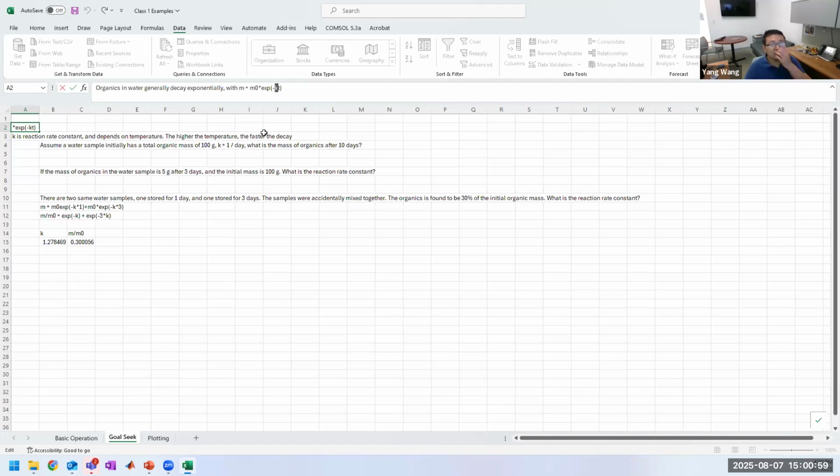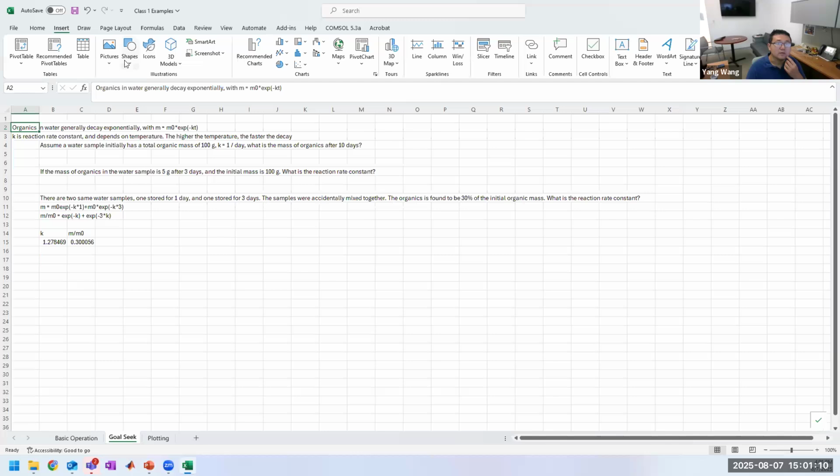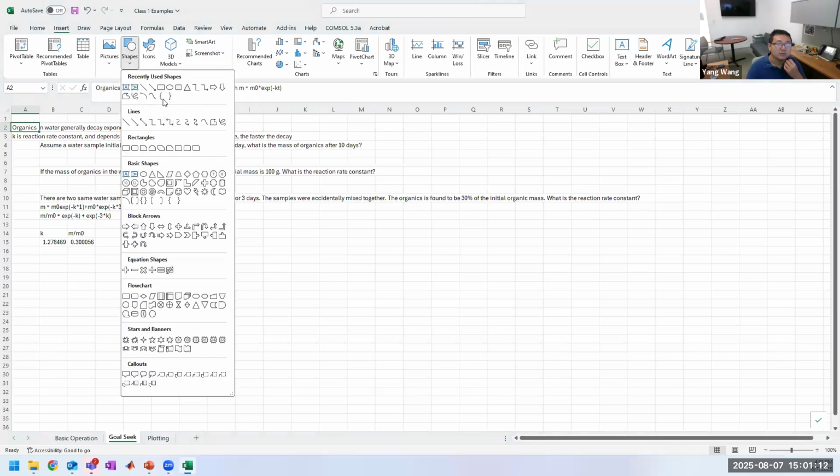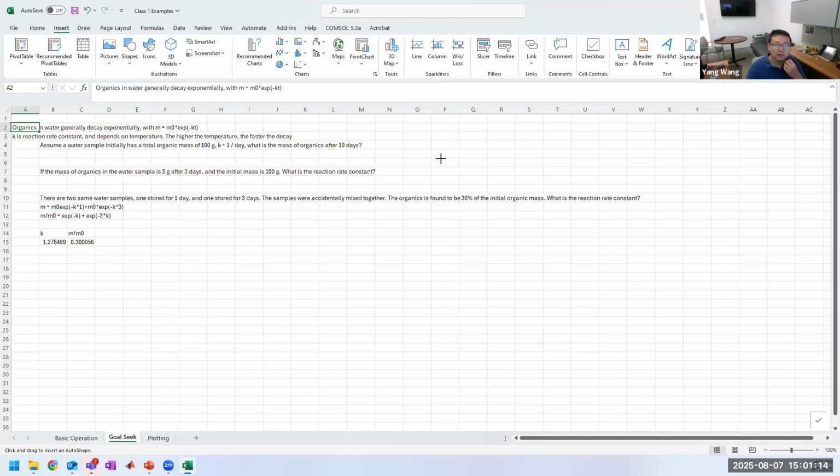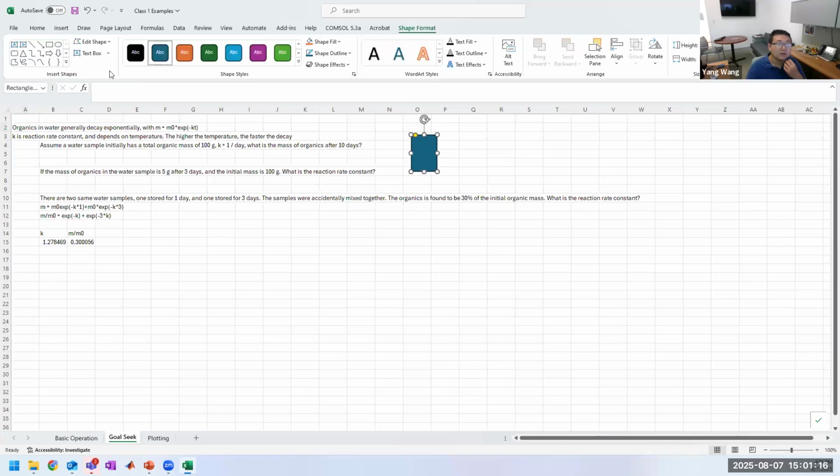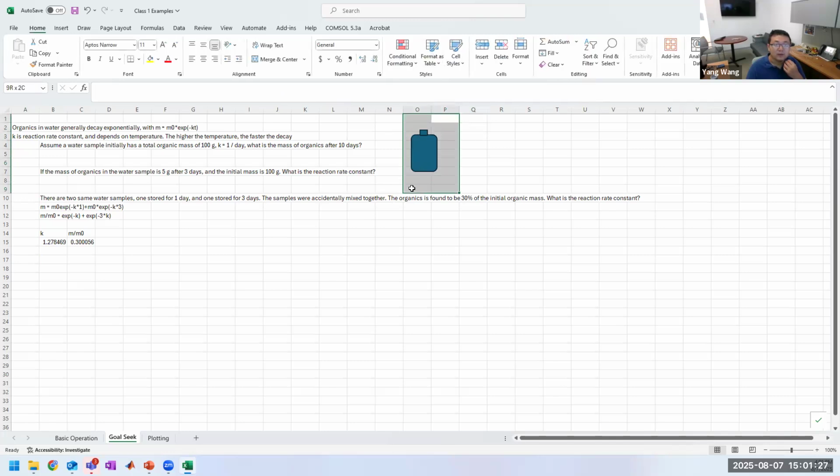Now let's assume that we are an environmental engineer, and we sampled some water from a water body, let's say from a lake. I can insert some shapes here. Let's assume that we have a bottle. This is our bottle. We just draw the cap. All right.